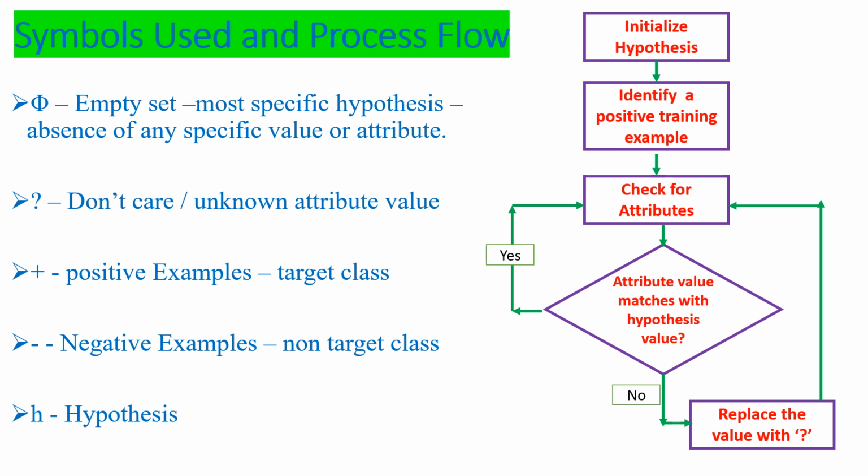So once replaced, again we will go and check with the attributes. This iteration will end only when you reach the end of the attributes. Once you have completed all the attributes in your hypothesis, then it will move to the next learning example.